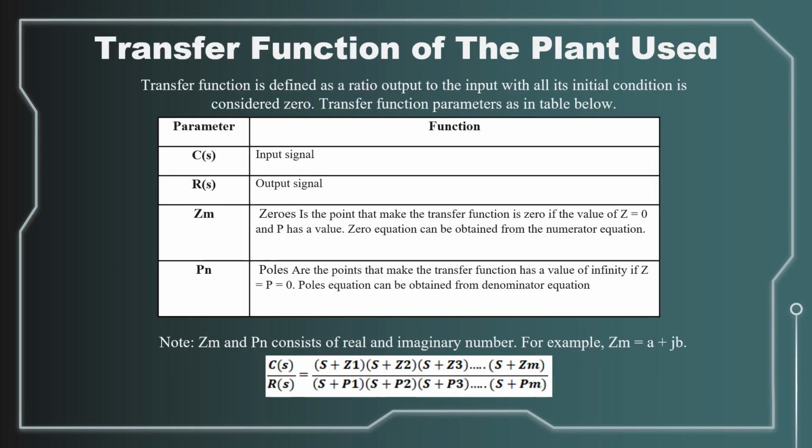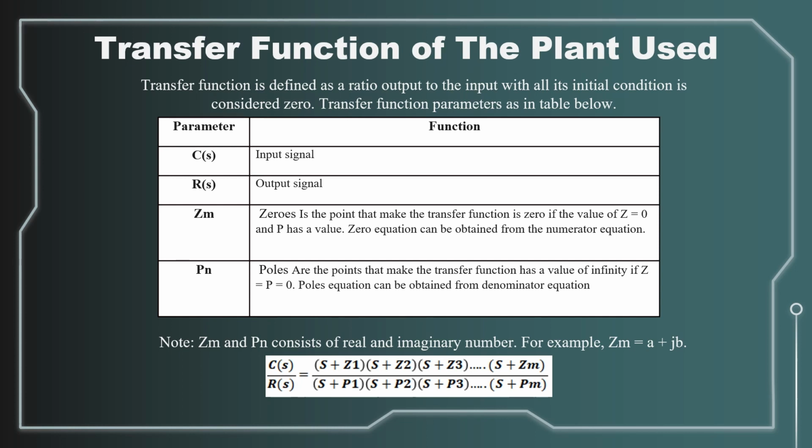Next is transfer function of the plant used. Transfer function is defined as a ratio of output to the input with all its initial conditions considered zero. Transfer function parameters are as in the table below. The first one is C(s) input signal, R(s) output signal, and parameter Zm.